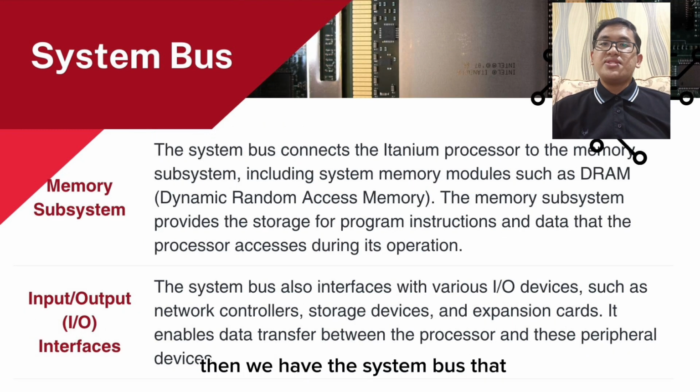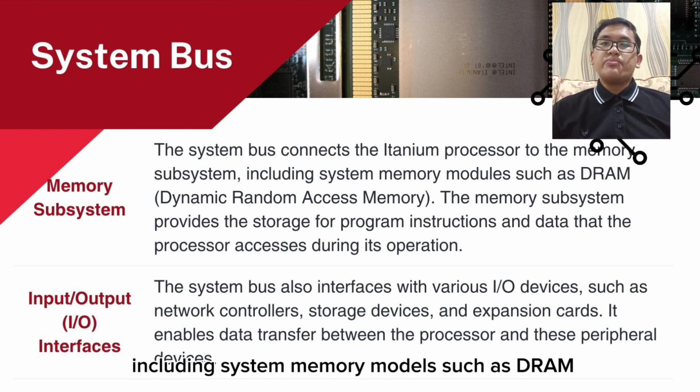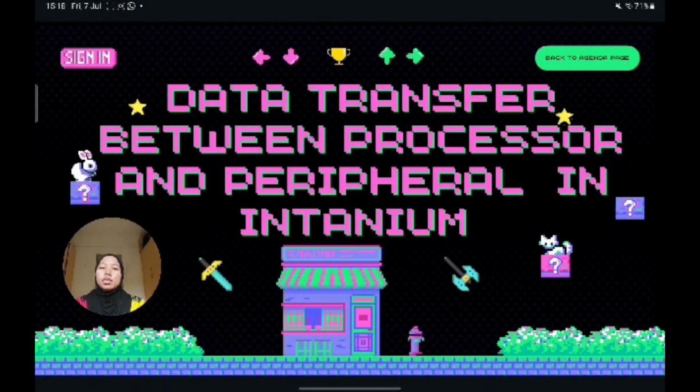Then we have the system bus that connects the Itanium processors to the memory subsystem, including system memory modules such as DRAM. Lastly, we have input-output modules or interfaces that enable data transfer between the processor and peripheral devices. Okay, now I will proceed to the data transfer between processor and peripheral in Intel Itanium.